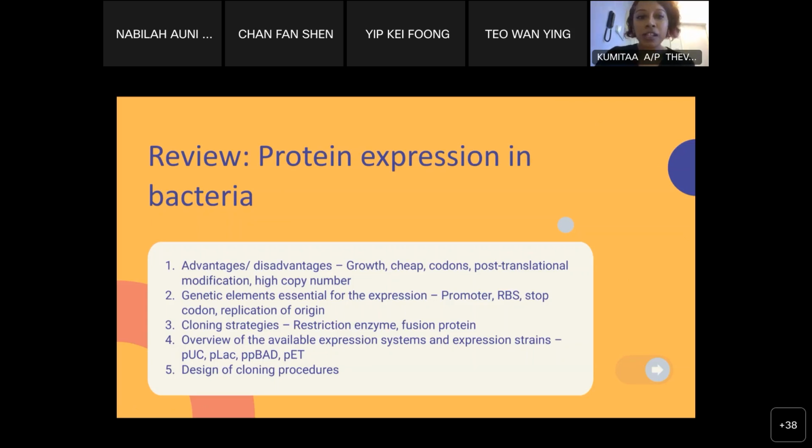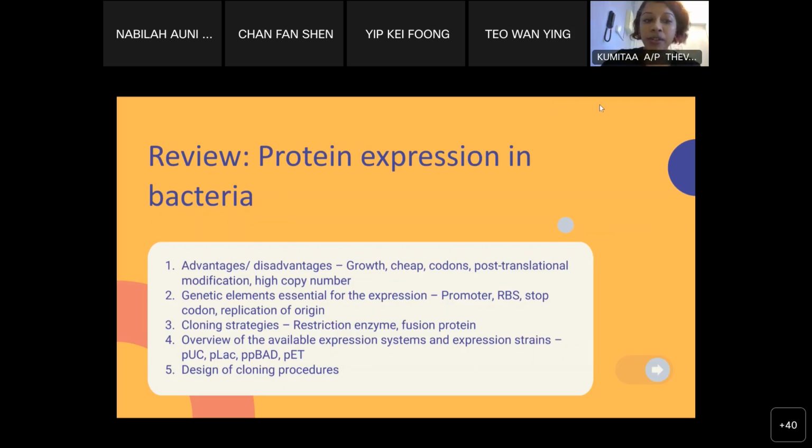But some of the challenges with working with bacteria is that the codon usage can be a bit different, especially if you're trying to express a mammalian protein. There's also some challenges when it comes to post-translational modification, and we'll talk a little bit about what those are and how eukaryotic systems get to address that. And also with bacteria, depending on what strain you use and what plasmids you use, you have different copy numbers, and that also affects the quality of the protein that you're expressing.